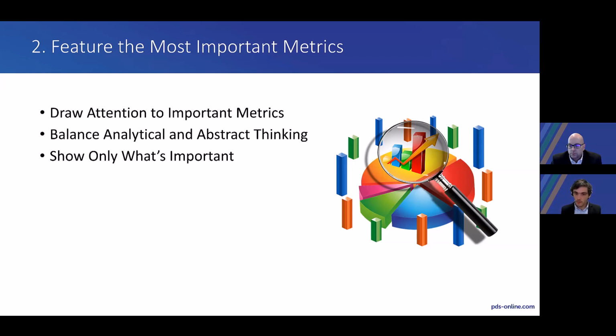But with this, it's also important to balance analytical and abstract thinking. And with this, we're talking about how it's important to consider relationships between different metrics. In a patient sat dashboard, lag isn't an important metric. However, lag can have implications for patient sat. But with all this, we should show only what's important. So every metric needs to have a reasonable justification to be on the page.